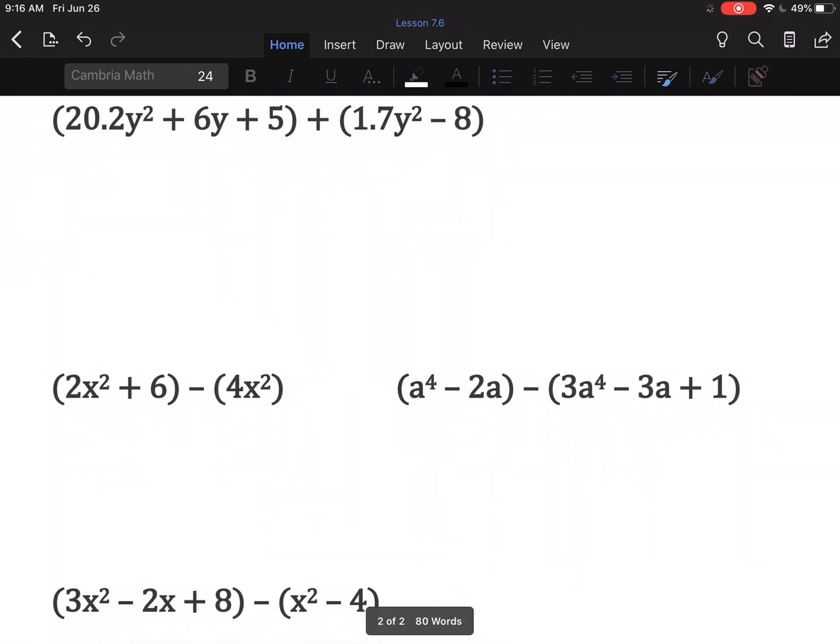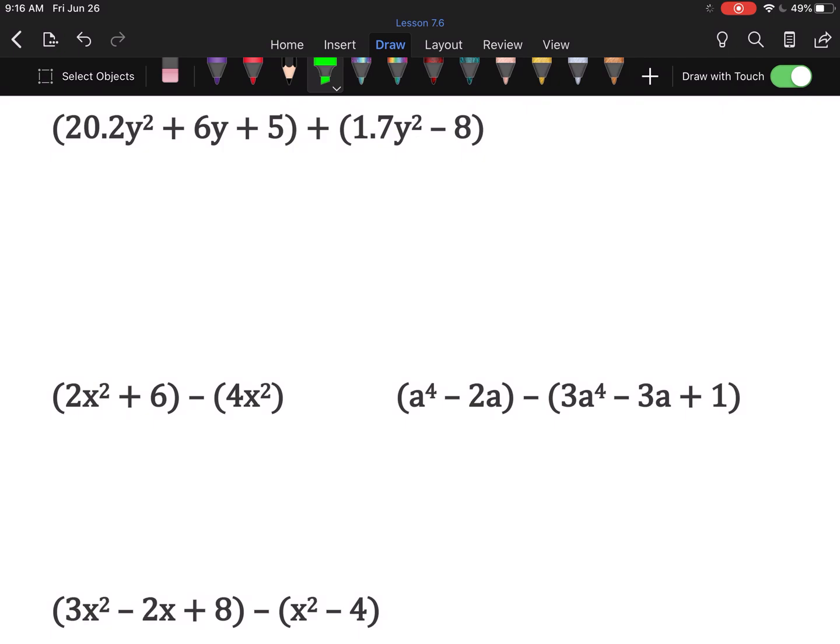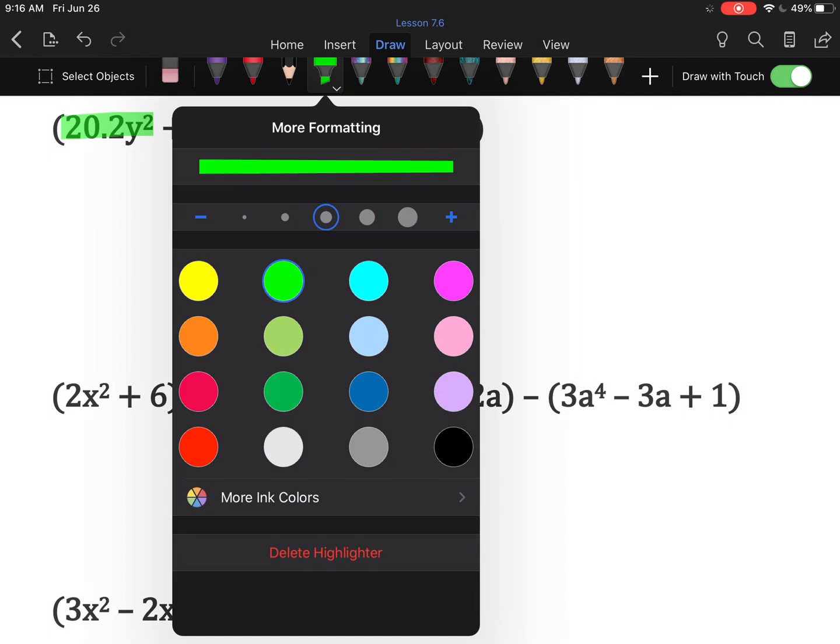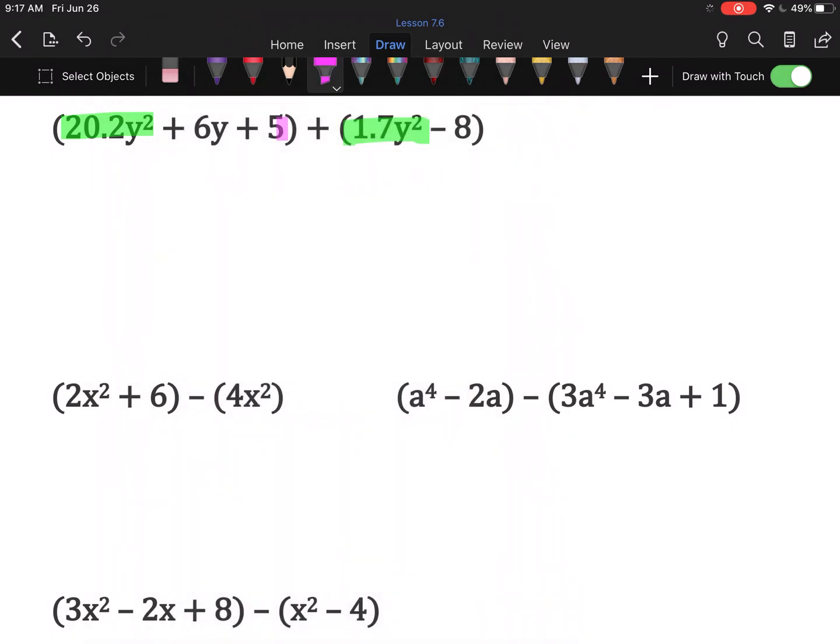Okay, here's another addition example. So that's very much the same thing where we're going to say, okay, here's some y squared stuff, here's some y squared stuff. And we also have a number, and that 6y is just there. So combining the things that are the same, 20.2 y squareds with 1.7 y squareds. 20.2 plus 1.7 is 21.9 y squareds. The 6y has nothing to combine with, so it just comes along. And 5 minus 8, put those together to get negative 3.